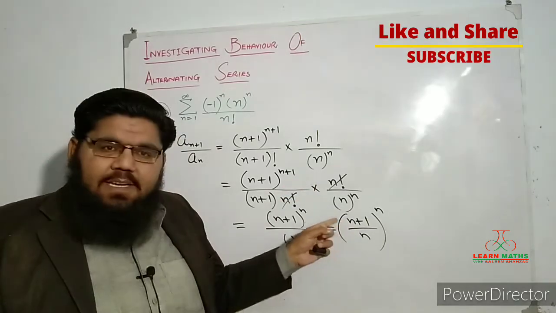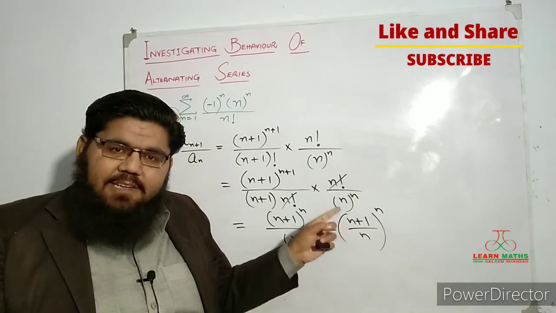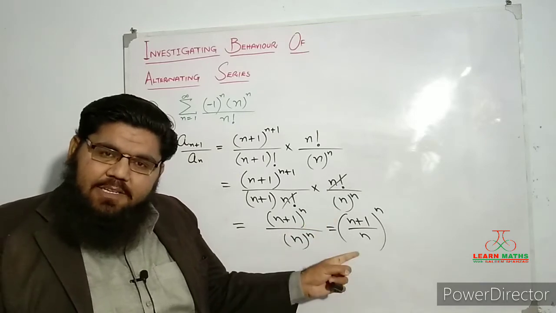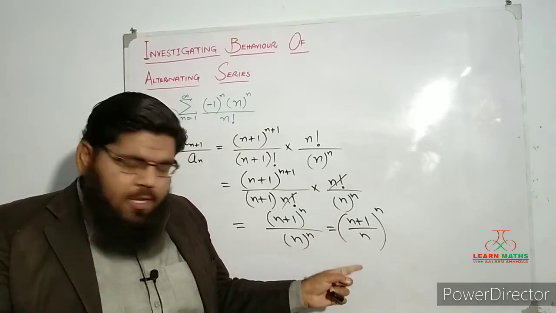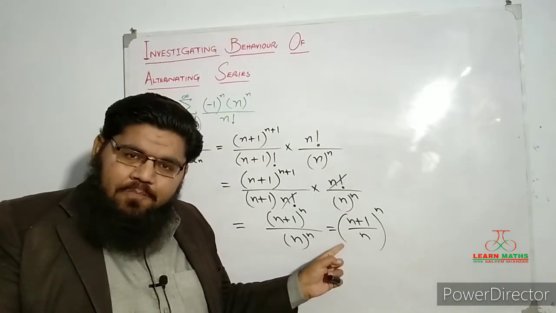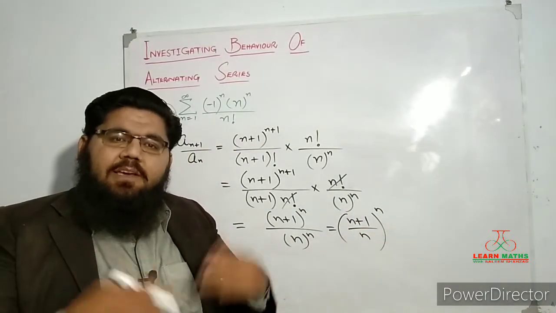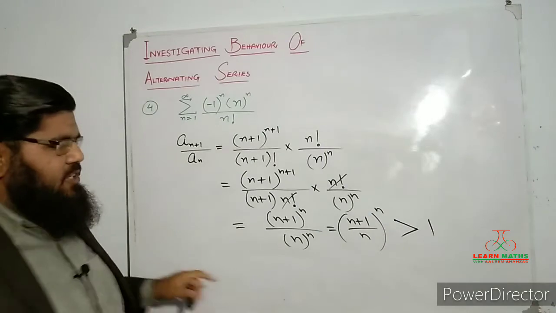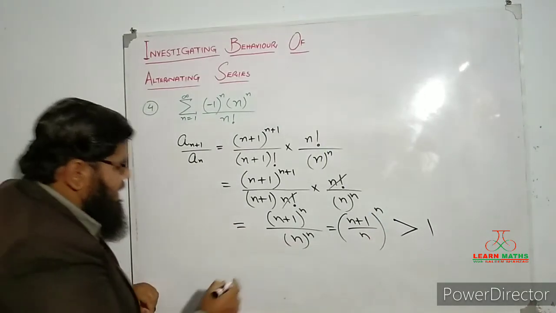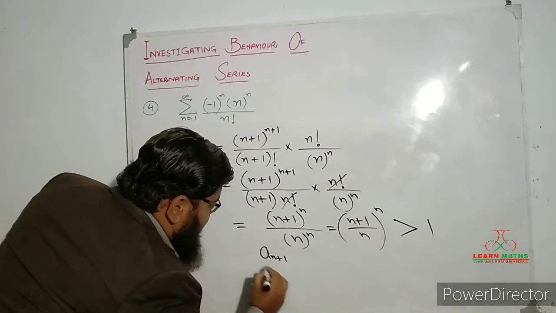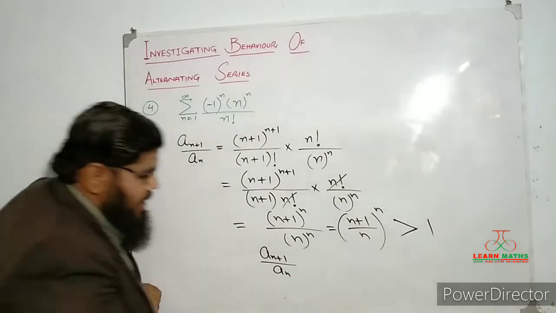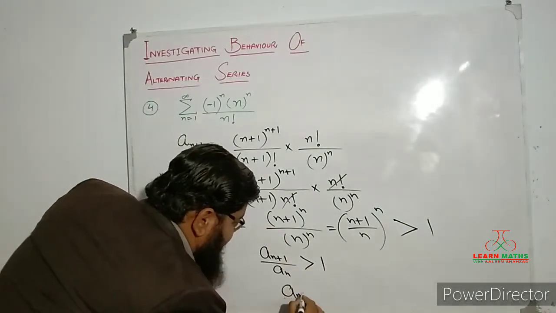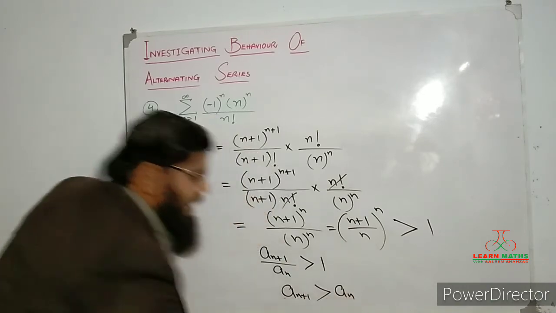How? If you look at the numerator, it is larger as compared to the denominator, and we know from our basic mathematics that if the numerator is greater than the denominator, our answer will be greater than 1. So if we have something which is greater than 1 and we take its power, our answer will be greater than 1 as well. So finally we have this expression to be greater than 1, which means that a_(n+1) over a_n, the quotient of the consecutive terms of this series, is greater than 1, or you can say a_(n+1) is greater than a_n.